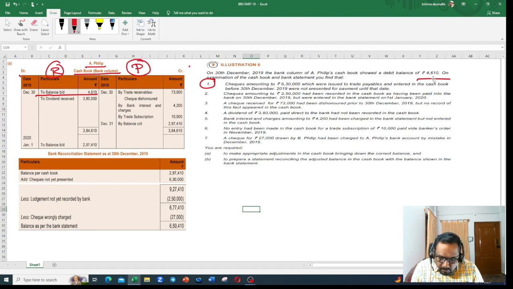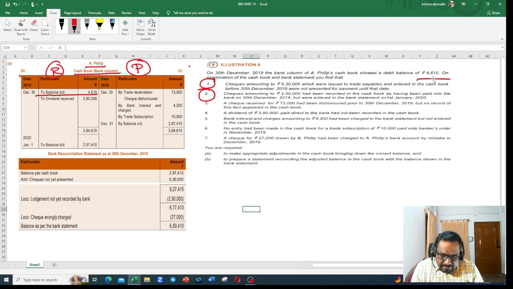Next, checks amounting to 2,50,000 had been recorded in the cash book as having been paid into the bank on 30th December 2019, but were entered in the bank statement on 1st January. Before 30th December 2019, this entry was not made. So we deposited the checks, but they were not collected by the bank. That is not an omission, and not an error either. So this entry also will not be recorded in the adjusted cash book.